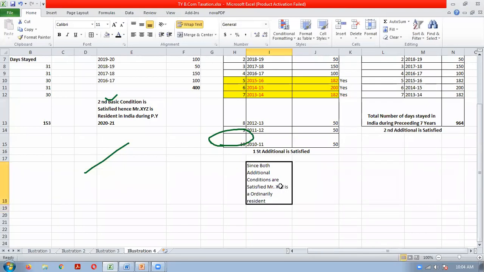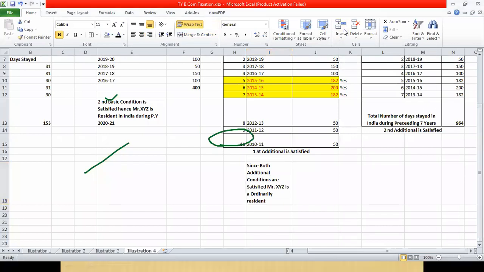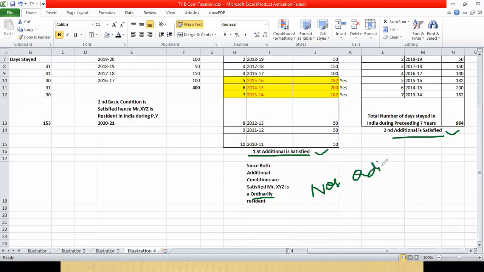Suppose only one additional condition was satisfied, we will write he is a not ordinary resident. Only that much difference is there. Since here both conditions are satisfied, condition 1 and condition 2, he is an ordinary resident. Suppose condition 1 was satisfied and condition 2 is not satisfied, then he will become not ordinary, because both the additional conditions should be satisfied together. Suppose only condition 2 is satisfied and 1 is not, then also not ordinary. But in this case, both are satisfied.